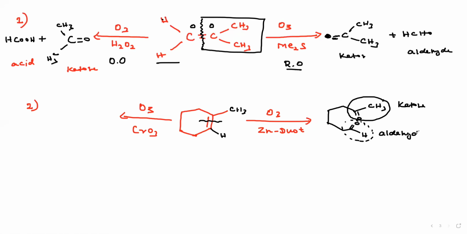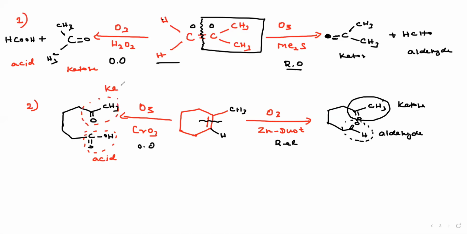You got the point? Is it oxidative or not? The ketone remains a ketone, and the aldehyde becomes an acid. In the C double bond, OH happens, right? In oxidative, you get the acid, because this is oxidative. This one is reductive, yes or no? This group is the acid group. This group is the ketone group. This is ketone. You got the point? Simple.